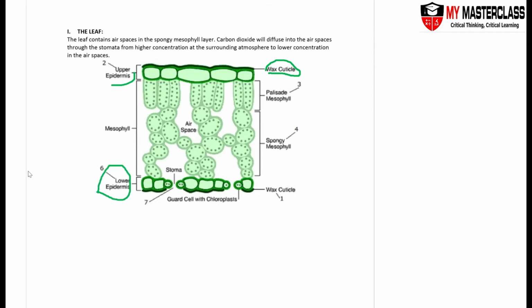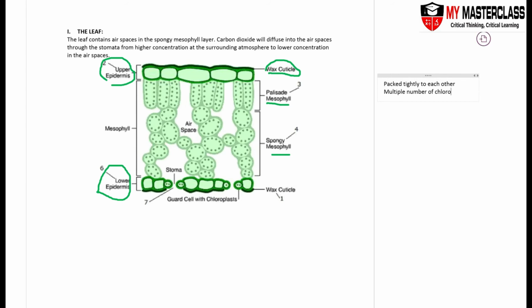Right under the upper epidermis, we have two types of mesophyll. The palisade mesophyll, which you can see is rectangular in nature. It is cylindrical shaped and packed closely to each other. Whereas your spongy mesophyll are more separated out and don't have a regular shape. Palisade mesophyll are packed tightly to each other and have multiple chloroplasts.